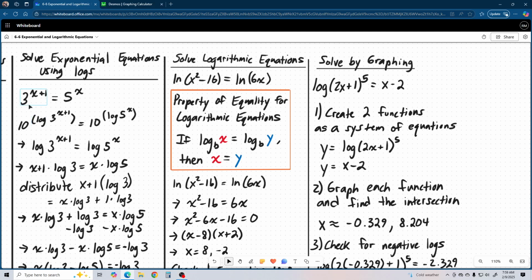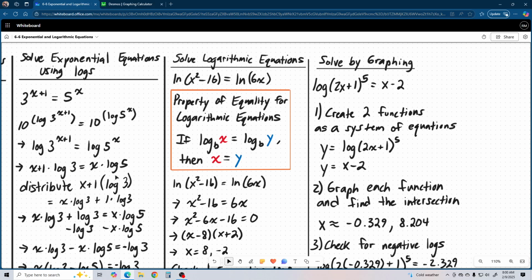So if we have 3 to the x minus 1 equals 5 to the x, well, it's going to be a little bit more tricky because, first of all, we have x's on both sides, but it's just going to take more algebra. We can figure this out. So I'm going to take the log of 3 to the x plus 1 equals the log of 5 to the x, right? So let's do that first. And now, of course, we can bring these exponents out front. So this would be x plus 1 times log of 3 equals x times log of 5.